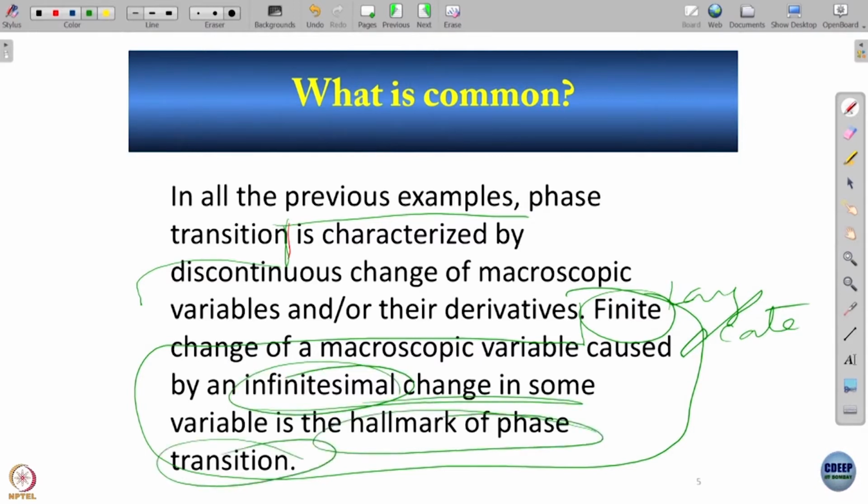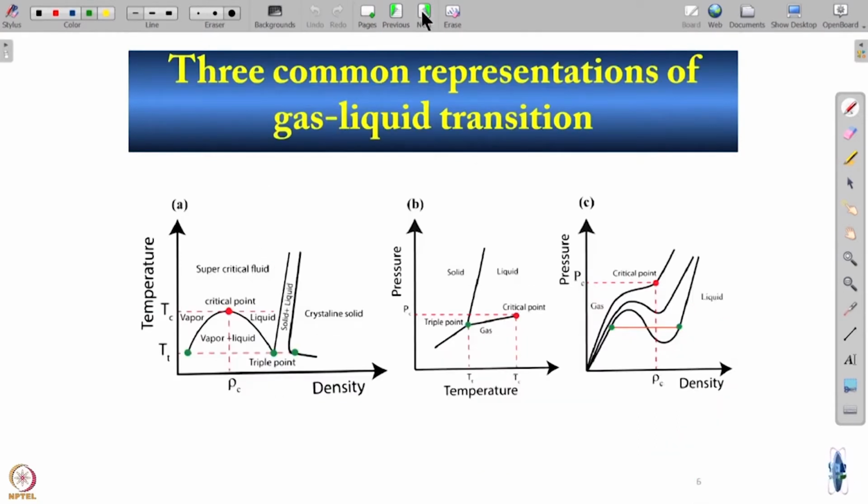So, if you ask what is a phase transition, then this is the phase transition. This is the definition of a phase transition. So, I explained why. Now, these are the examples. We already did pressure against density in Mayer's theory. You know this.